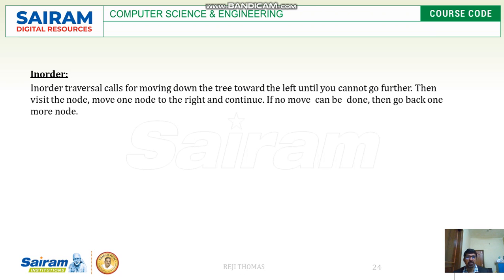Let me repeat. Before you visit the root node, you have to visit the left. Then you have to visit the root node. Then the right node. So this is mandatory for every node. Before you visit any node, please make sure that you have visited its left subtree. Then you have to visit the root. After visiting the root, you have to visit the right subtree.